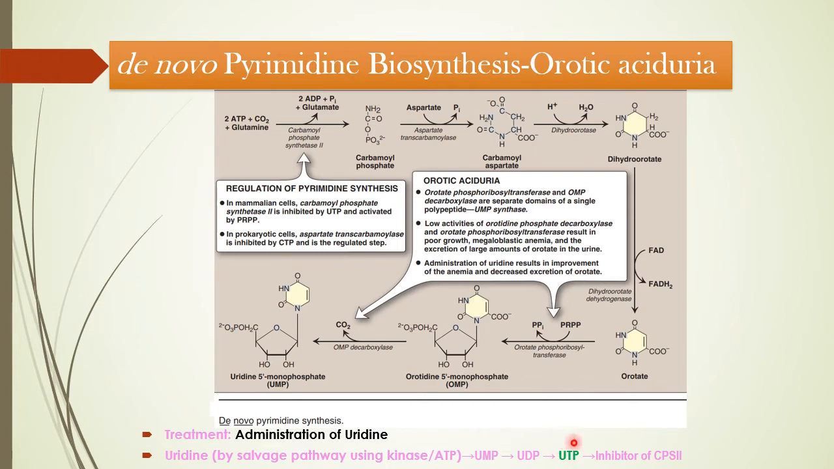And UDP is again phosphorylated in the presence of kinase and ATP to UTP. So this UTP that we get finally from the salvage of uridine acts as an inhibitor of CPS2. As you can see here, CPS2, or carbamoyl phosphate synthetase 2, activity can be blocked by UTP. So when this enzyme is blocked, we can regulate the synthesis of orotate and control the formation of excessive amounts of orotate in the body.